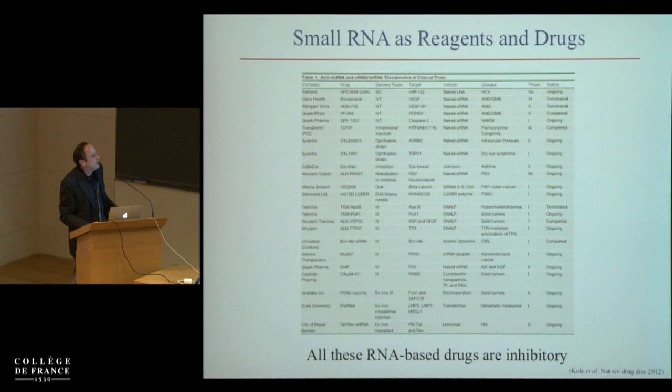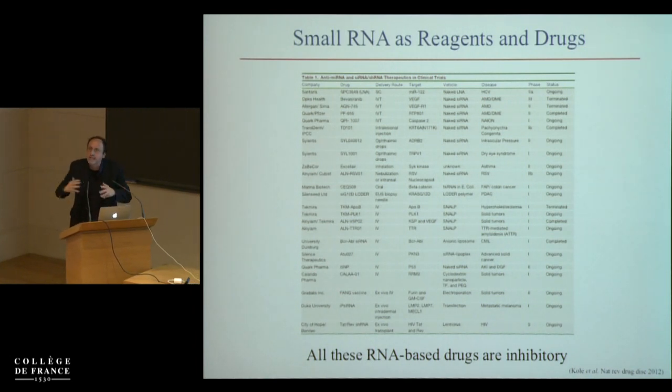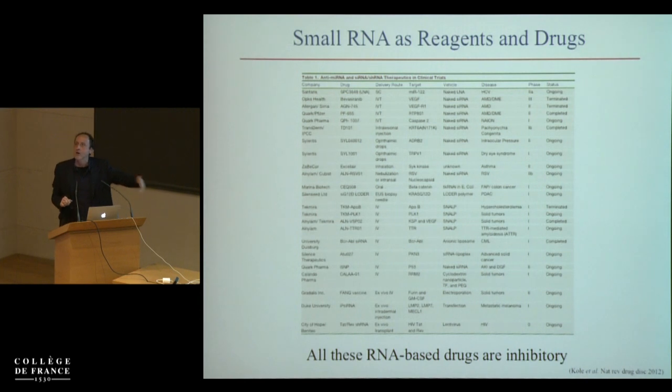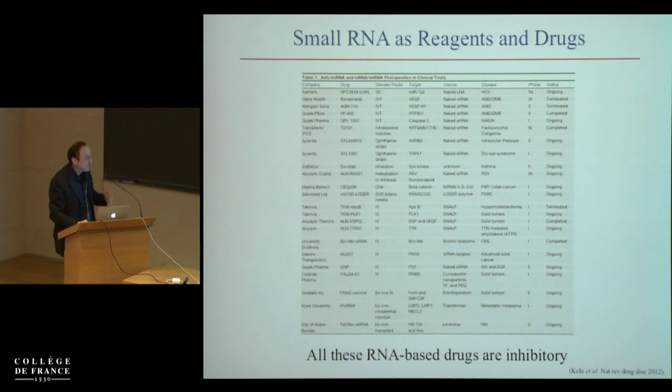Now we ask ourselves, could we design synthetic SINEUP to increase the level of a target gene protein at will? This could have a huge number of applications in molecular therapy. These are all the clinical trials that use small RNA as reagents and drugs, but you all know that these are all inhibitory. These are all antisense oligonucleotides or siRNA molecules. So none of these RNAs is able to increase the expression of your target.